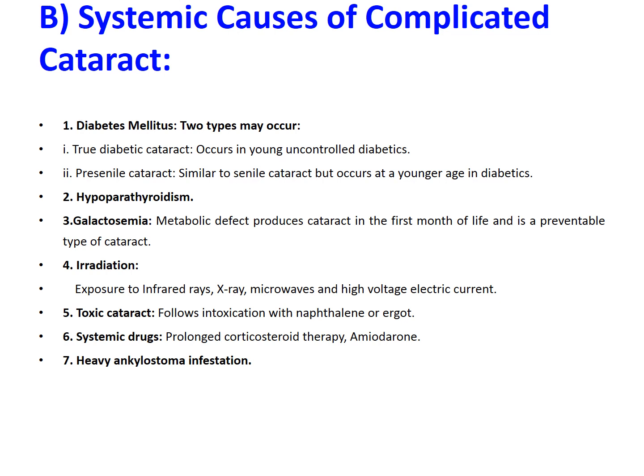Complicated cataract can also complicate systemic disorders. For example, and the most common is diabetes. We may have the true diabetic cataract, which occurs in young uncontrolled diabetic patients, or pre-senile cataract. The pre-senile cataract is the appearance or occurrence of senile cataract, but in younger age, before the age of 50. So a diabetic patient is liable for earlier senile cataract. We call it pre-senile cataract.